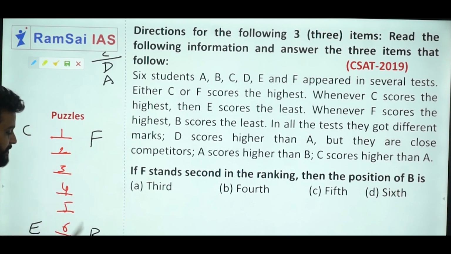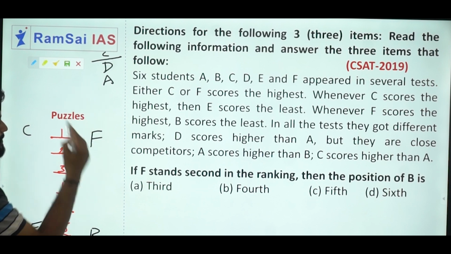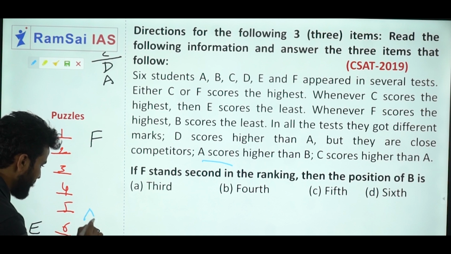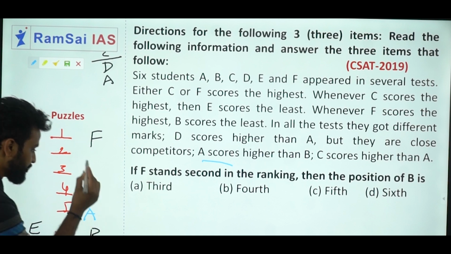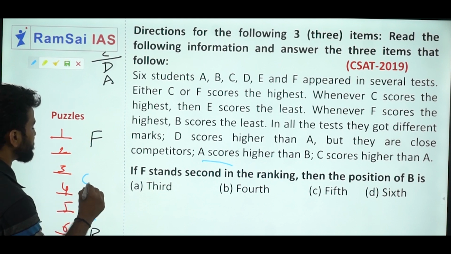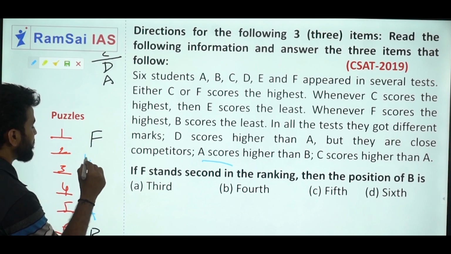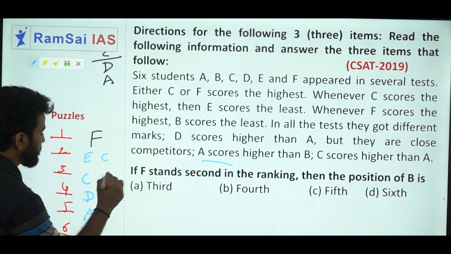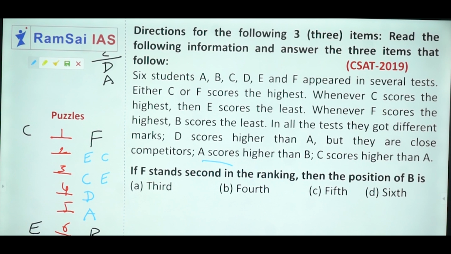See, F is the top scorer and B is the least one. And above B, A will be there based on the condition, right? So, possibility is like it can be A and obviously it should be D. And now, in this case, C can be here, E, or it can be like C, E, right? So, total 2 possibilities we have, F, E, C, D, A, B or F, C, E, D, A, B. Is there any other conditions?